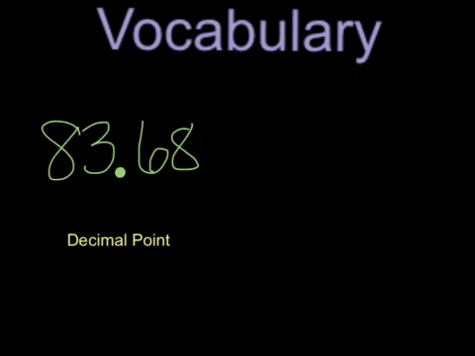Decimal point. This is the period that separates whole numbers from decimal numbers. In this case, we have 83.68, which is the same thing as 83 and 68 hundredths. It separates the whole number from the parts of numbers.